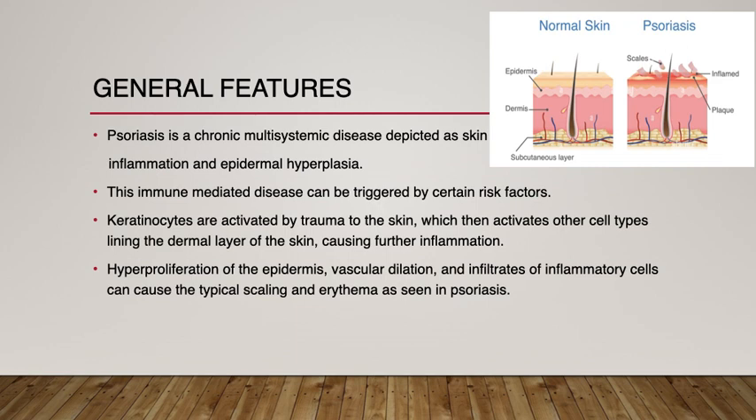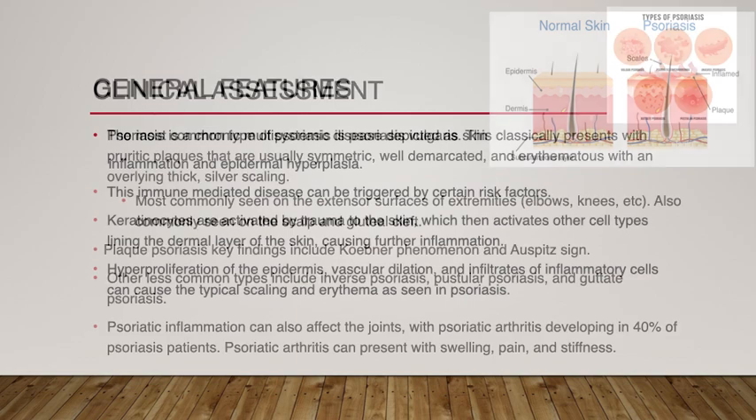So you may be asking, what causes this? Well, keratinocytes are triggered by certain stressors or trauma to the skin, which then activates other cell types. These cell types include T lymphocytes, dendritic cells, and cytokines, which play a key role in the inflammation process. T cells are activated and release cytokines that proliferate keratinocytes, furthering inflammation and plaques that lead to a chronic phase of psoriasis. This hyperproliferation and vascular dilation causes the scaling and erythema as seen in psoriasis patients.